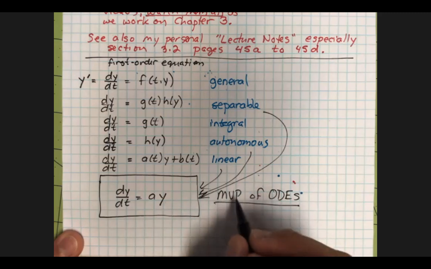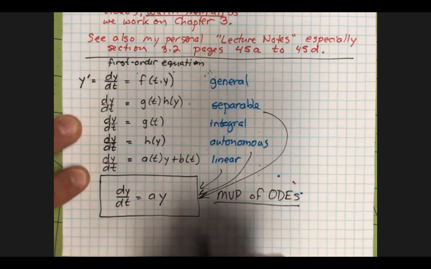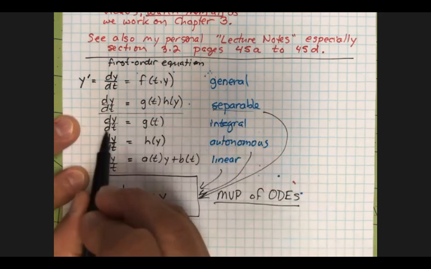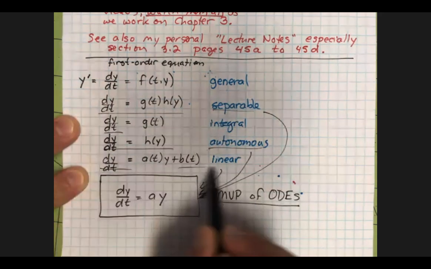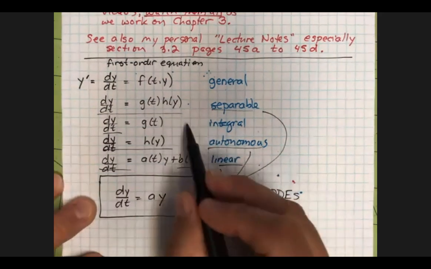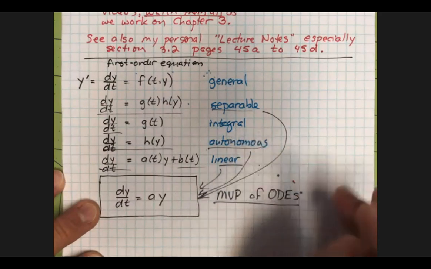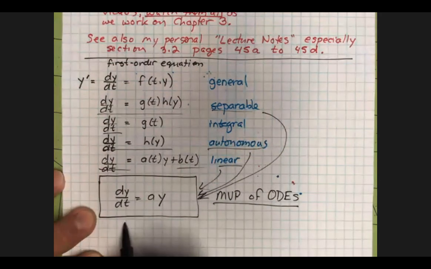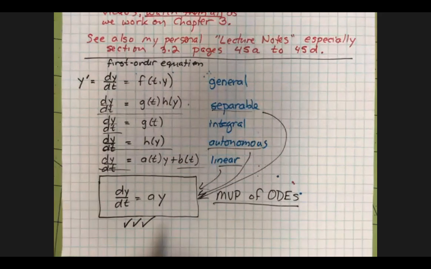So when I say this is the most valuable problem, I'm not kidding. It's like the building stone. It's like the cornerstone, the foundation stone of all these cases: separable, autonomous, and linear. The only one it doesn't apply to necessarily is integral. Okay, so this equation is gonna be a star for us today, but in a new context.